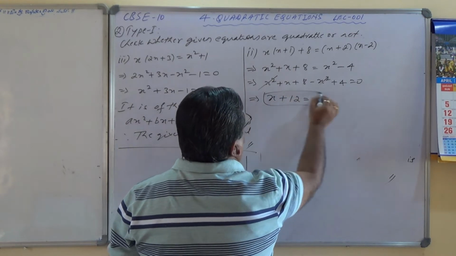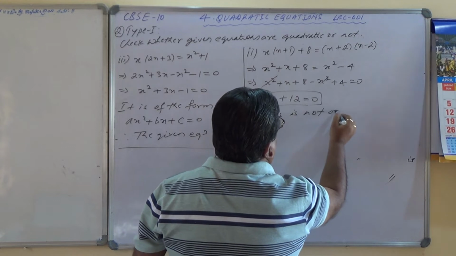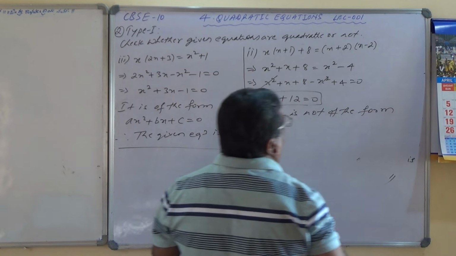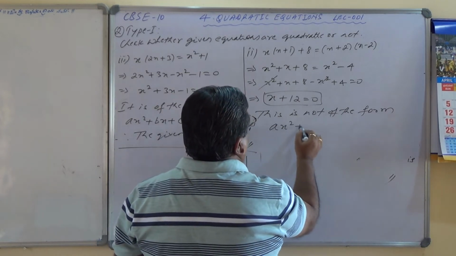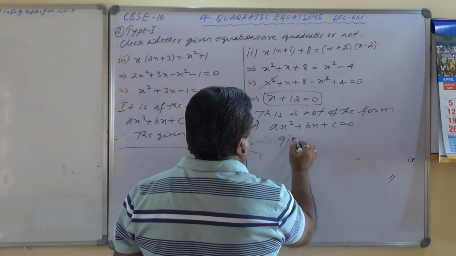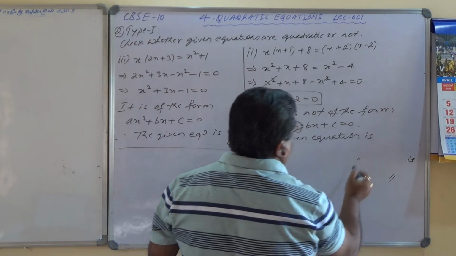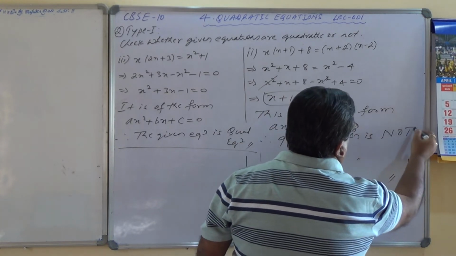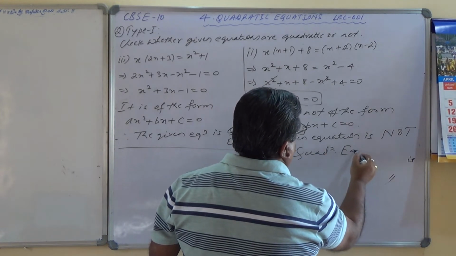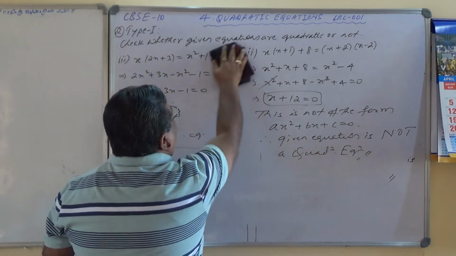Which implies x plus 12 equals 0. This is not of the form ax square plus bx plus c equals 0. Therefore, the given equation is not a quadratic equation. Let me take few more now. From R.D. Sharma, let me take now.